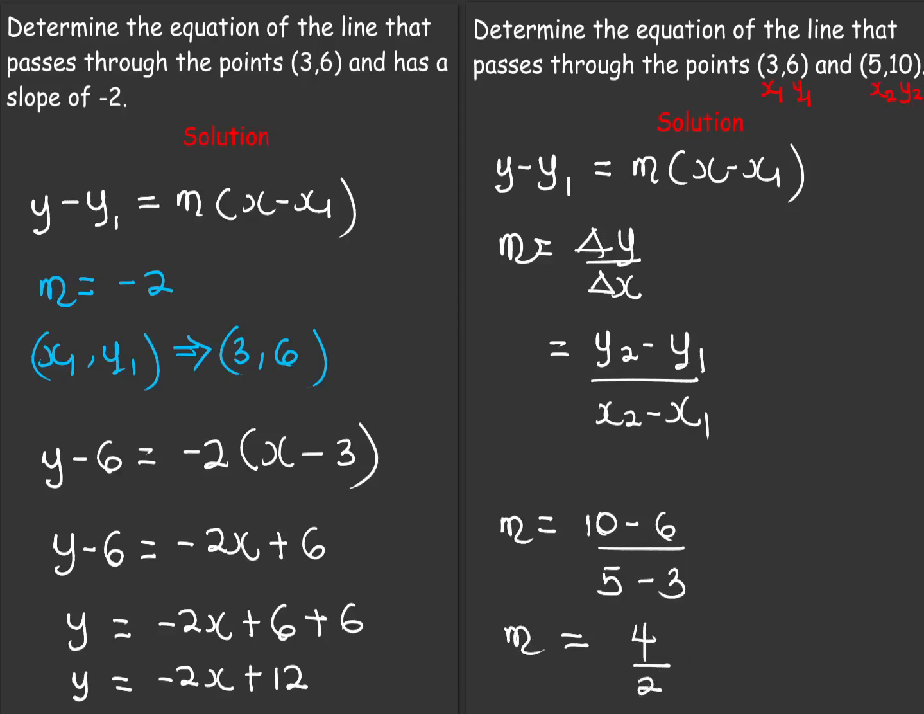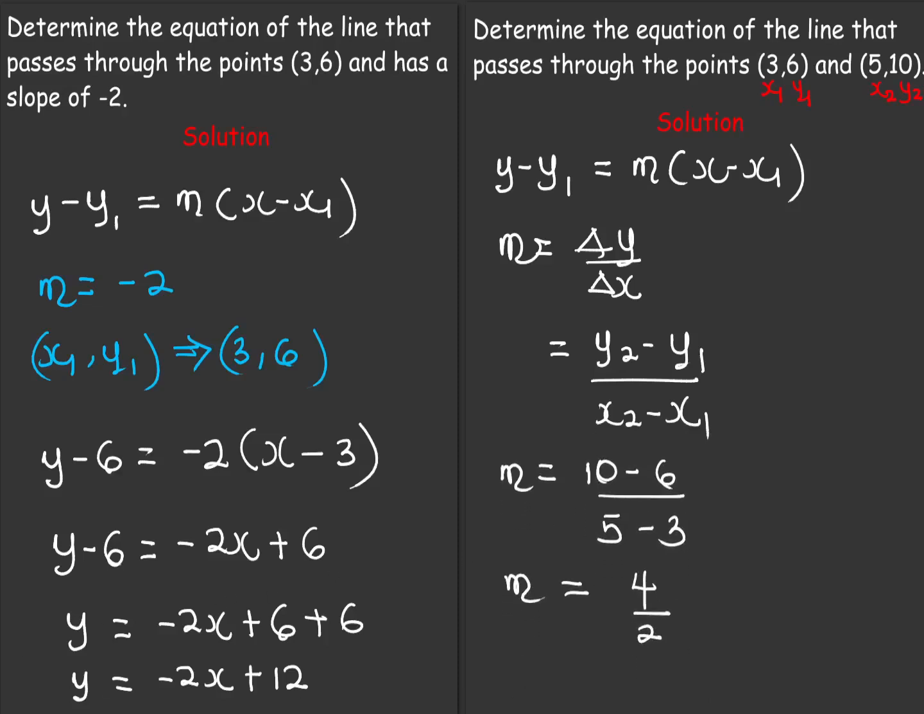Simplifying further gives us what? 4 over 2 is 2. So our gradient is 2.